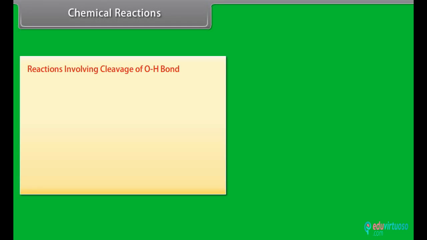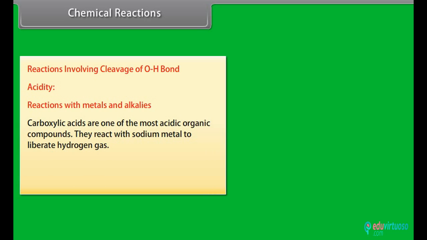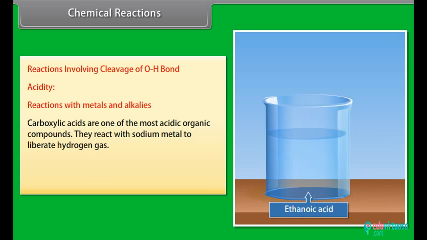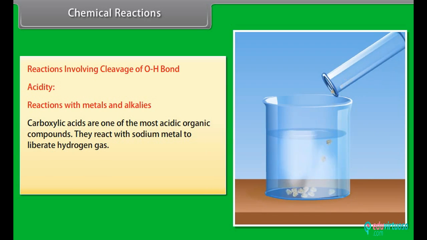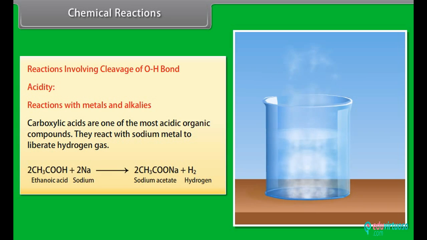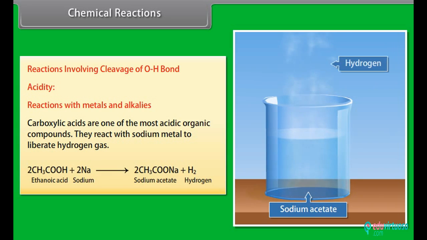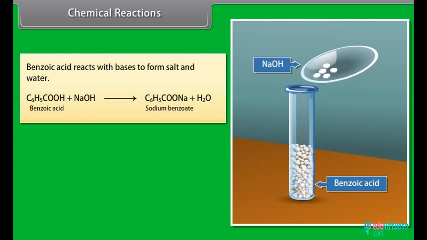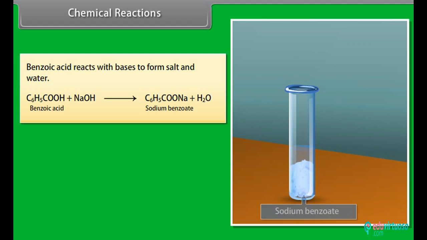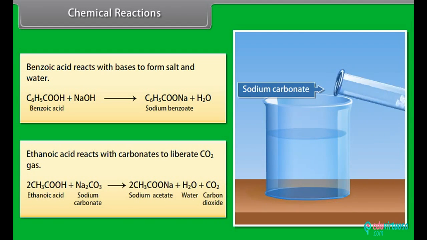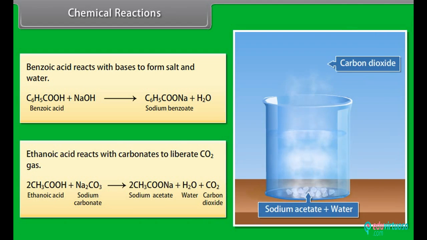Chemical reactions. Reactions involving cleavage of the O-H bond. Acidity. Reactions with metals and alkalis. Carboxylic acids are some of the most acidic organic compounds. They react with sodium metal to liberate hydrogen gas. Sodium metal reacts with ethanoic acid and gives sodium acetate and liberates hydrogen gas. Benzoic acid reacts with bases to form salt and water. Ethanoic acid reacts with carbonates to liberate carbon dioxide gas.